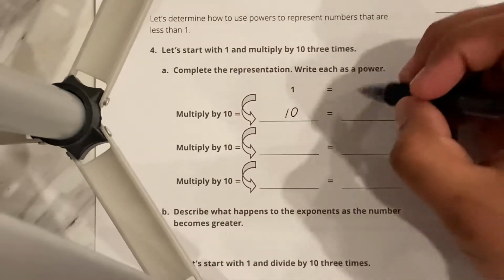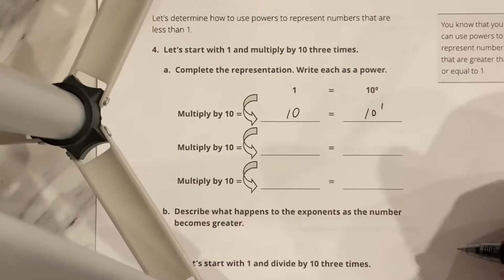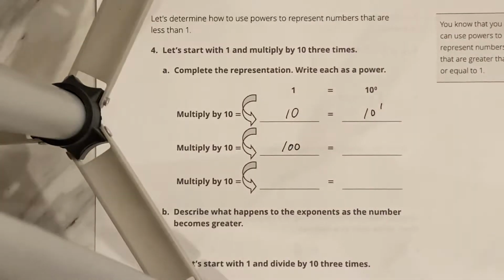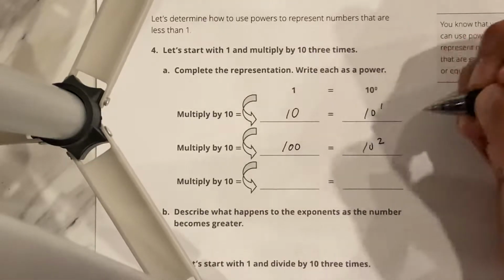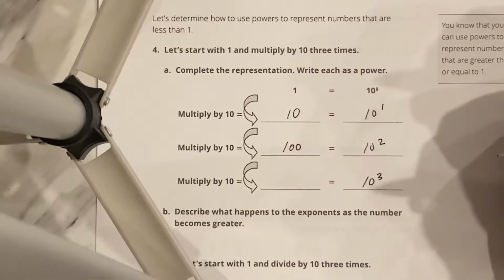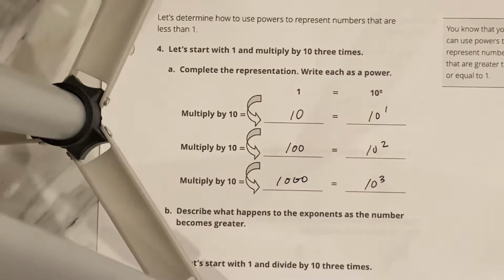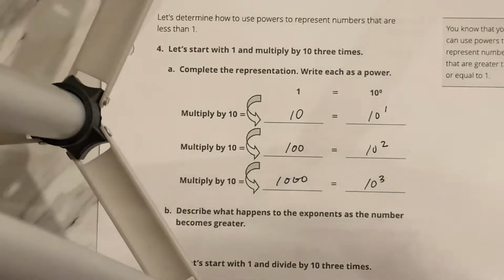What is this as a value? 10 to the power 1. If I multiply this by a 10, this also gives me 100. We know 10 times 10 is 100, which is 10 to the power of 2. And then one more, we can see the pattern, 10 to the power of 3, which is 10 times 10 times 10, which is 1,000. Okay? Very cool. Describe what happens as the exponents of the numbers become greater. Obviously, we can just say that the numbers are becoming greater. However you want to describe it, that's your own representation of it.